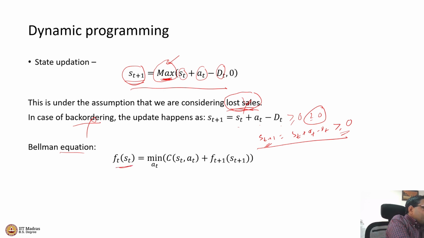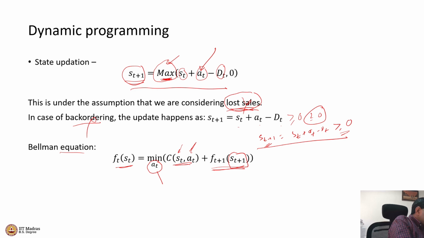The total cost of meeting the demand in time period t is the immediate cost of being in S_t, ordering A_t, plus all the future costs of meeting the demand. You know the typical Bellman equation; I don't have to explain it to you. Now this is minimized over all the possible values of A_t, because S_{t+1} also depends on A_t.